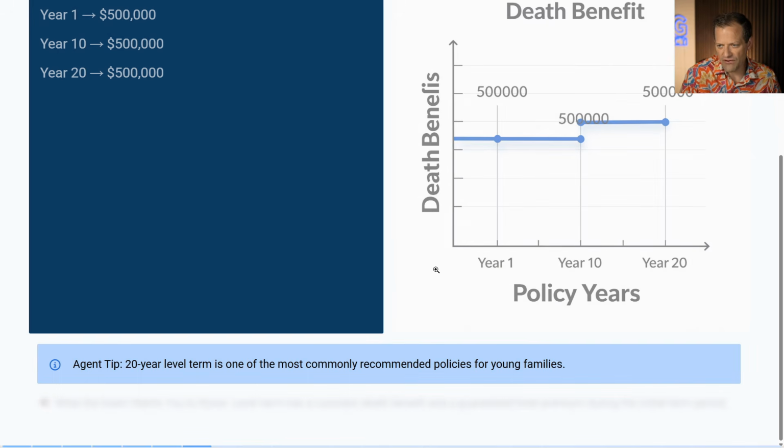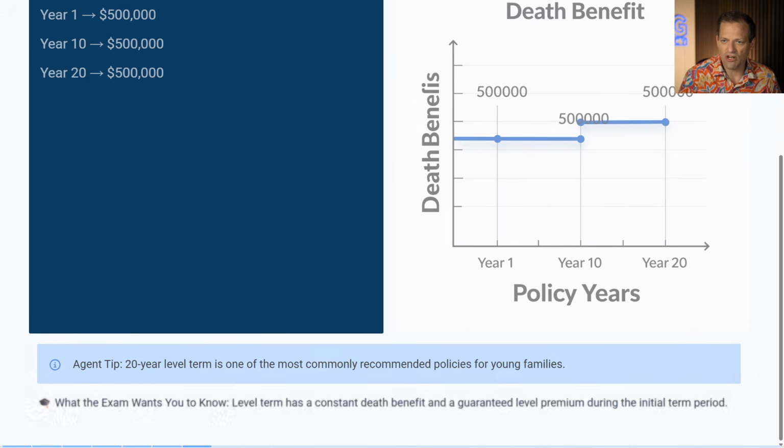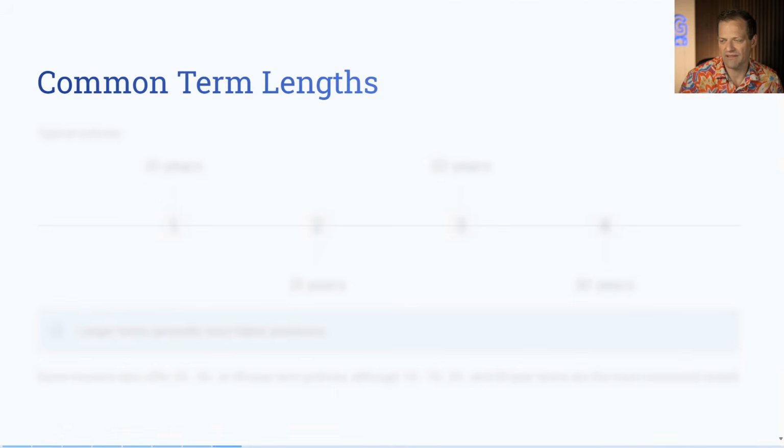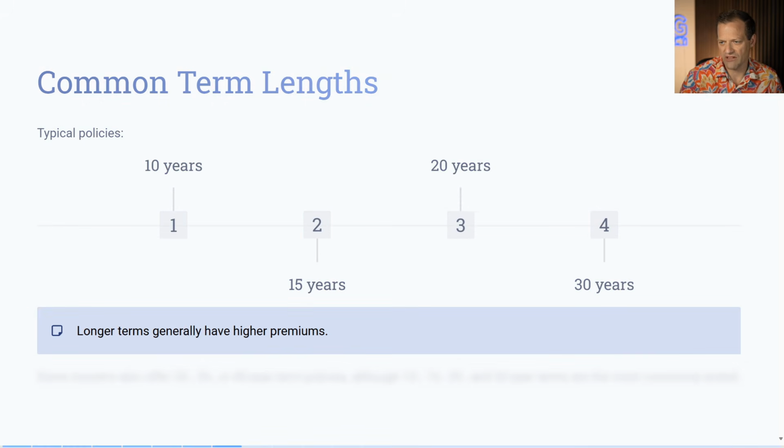So, tip for you is that 20-year level term is one of the most commonly recommended policies to young families. So, as you're getting out there helping people with life insurance, and somebody's just getting started in their professional life, a 20-year term is very common because it's inexpensive and it does a good job of replacing income. Okay. So the thing to know with level term is a constant death benefit and a guaranteed level premium during the initial term period. All right. So common term lengths include 10 years, 15, 20, and 30 years.